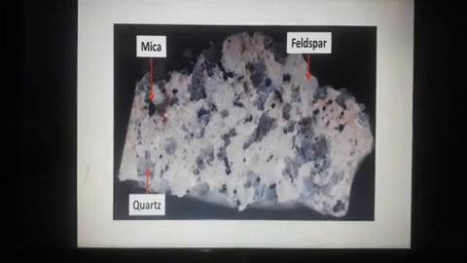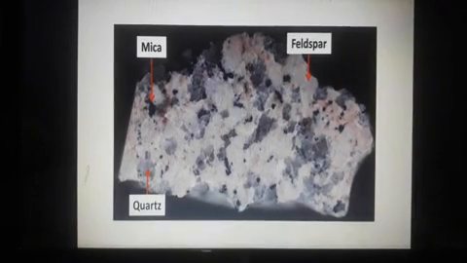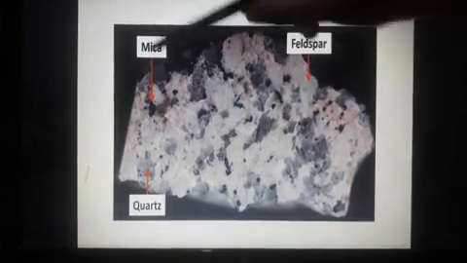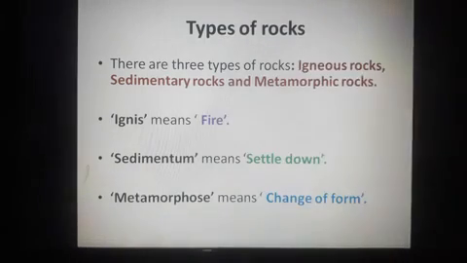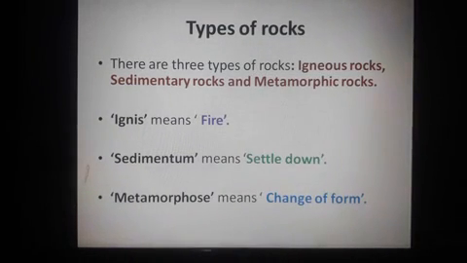Now look here, this is granite, that's a rock, and you can see three types of minerals: mica, quartz and feldspar. Okay, and next we are going to talk about the types of rocks.